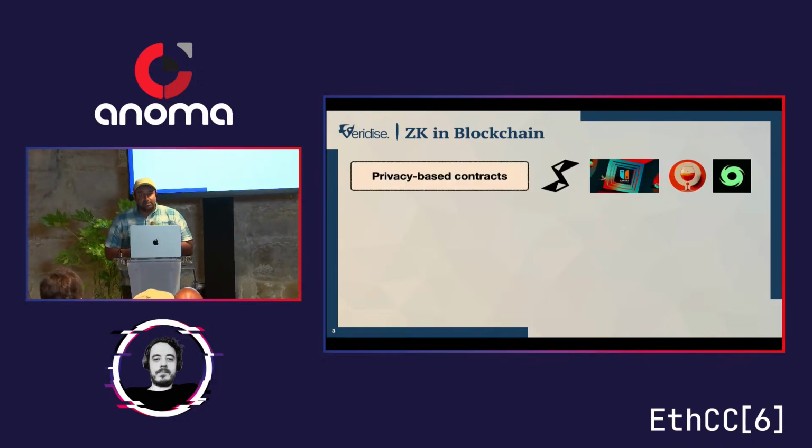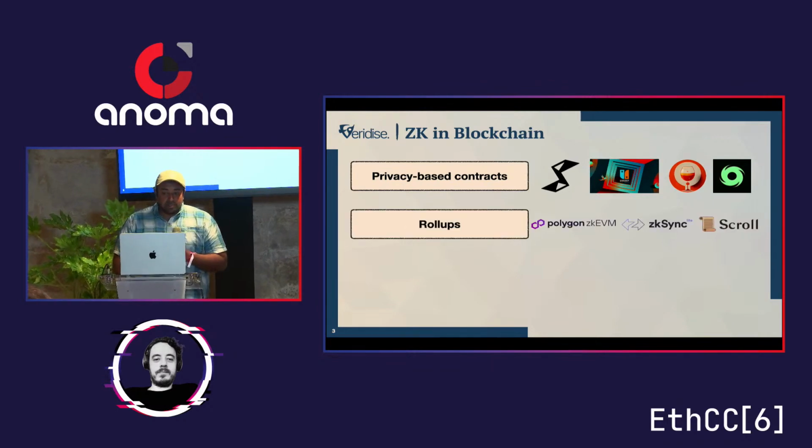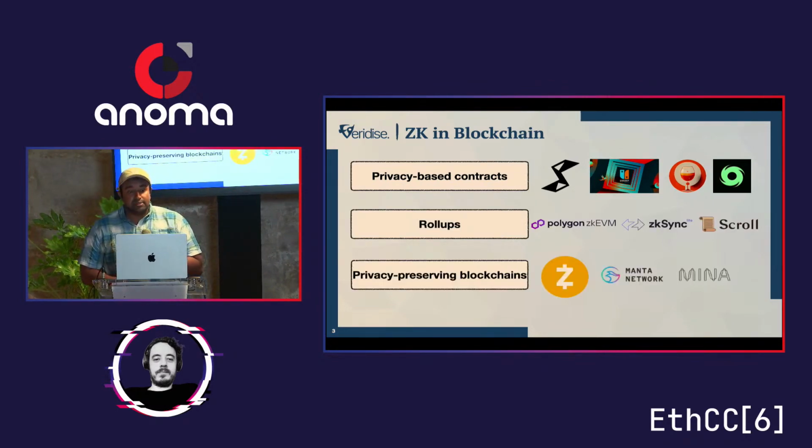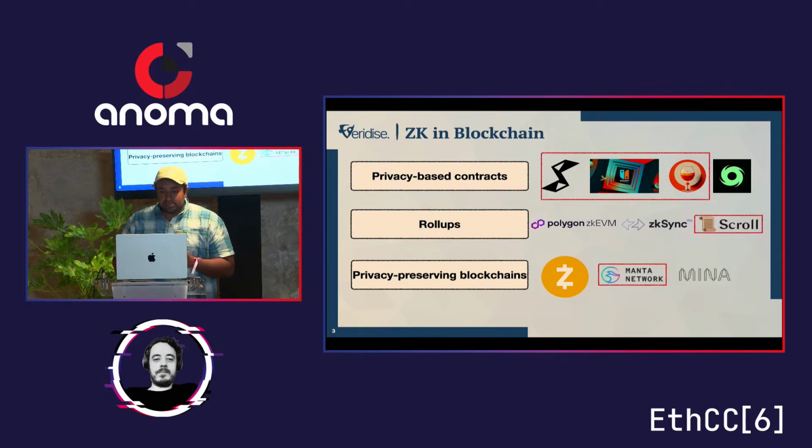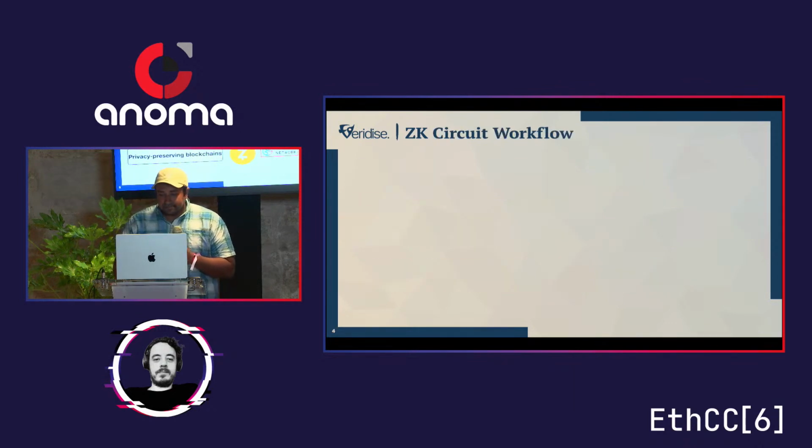So we have privacy-based smart contracts, roll-ups, and even privacy-preserving blockchains. And we at Veradice have done a lot of work auditing these applications across these very different domains. To make our lives easier and the lives of other auditors easier, we've been building tools to help find bugs in ZK applications. And Picus is one such tool.